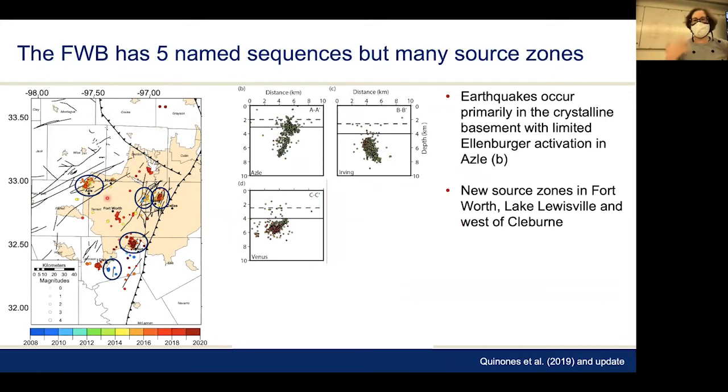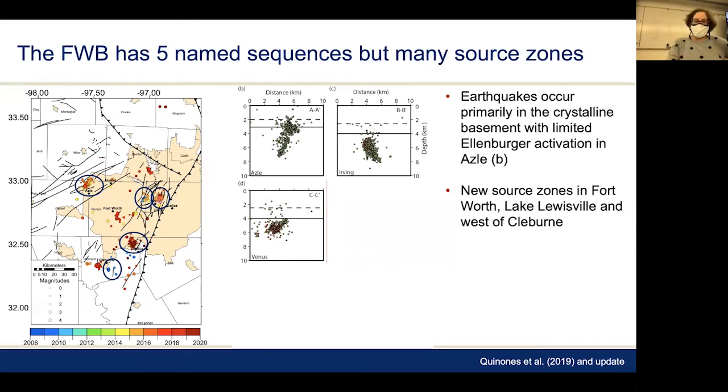There are 5 named sequences, and this is where people get a little confused. The 5 named sequences are named because SMU has published papers about those 5 sequences. It doesn't mean there's actually only 5 active faults in the Fort Worth Basin. That just means there are 5 faults that SMU put seismometers on top of and then created a publication. And so therefore the sequence has a name.